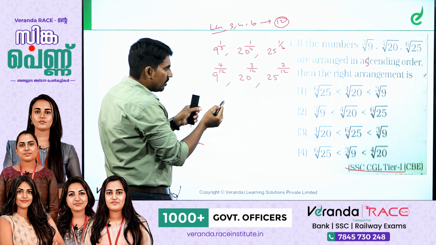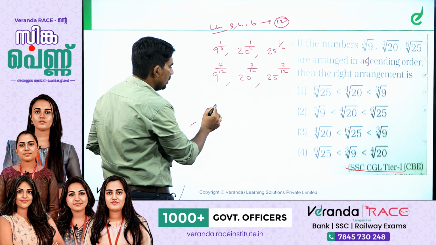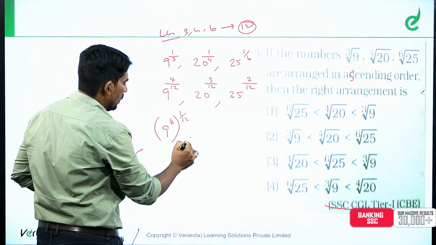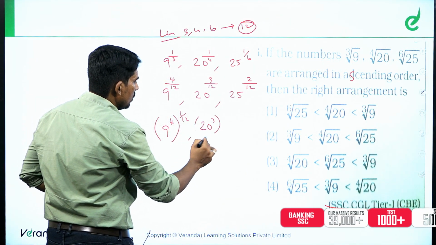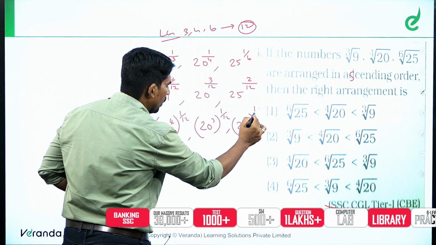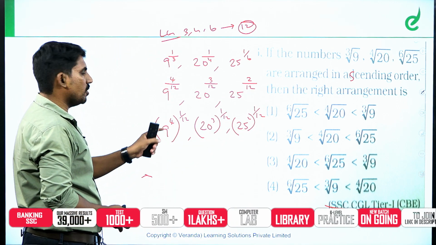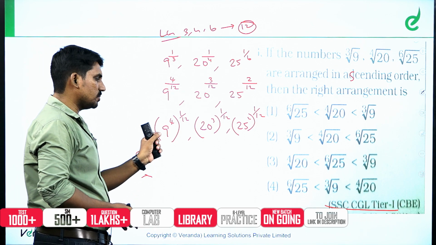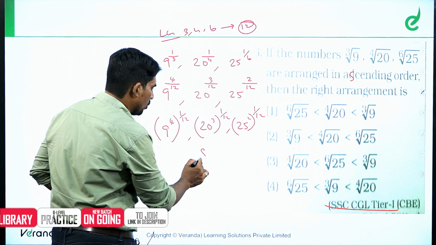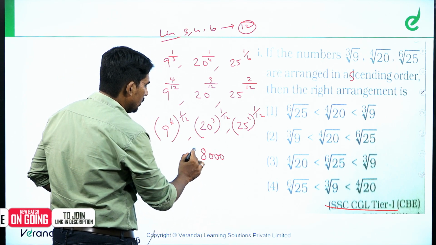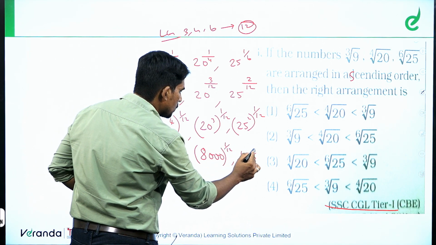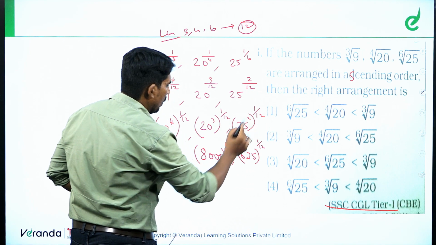Now take the power inside and take the 1 by 12 fraction alone outside. That is 9 to the power 4, whole to the power of 1 by 12, comma, 20 cube to the power of 1 by 12, comma, 25 square to the power of 1 by 12. Now 9 power 4, what is the value? 20 cube is what? 8000. 8000 to the power 1 by 12, and here 25 square is what? 625 to the power 1 by 12 is there.